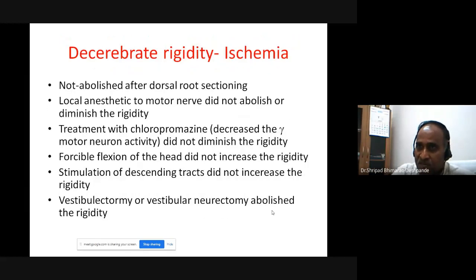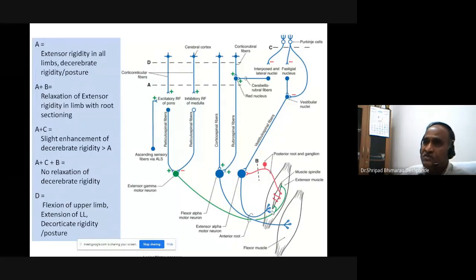So now this is what is happening here. The same thing, A, extensor rigidity in all limbs. So this is A, and when this is cut, A plus B. B is a dorsal root sectioning. This is dorsal root sectioning. The red one is the 1A alpha motor neuron, and it is coming here. This is cut here, and A plus C.